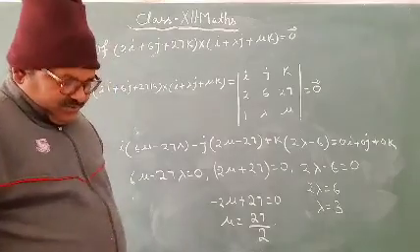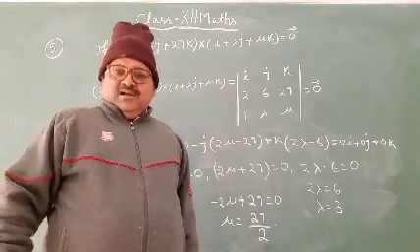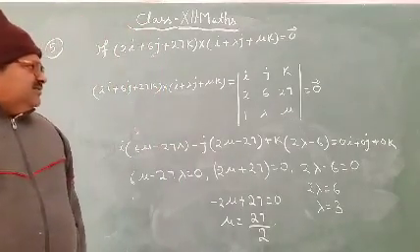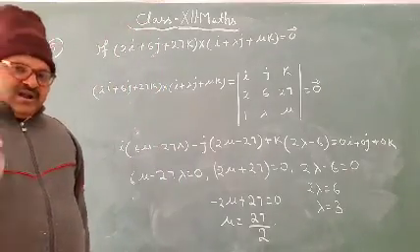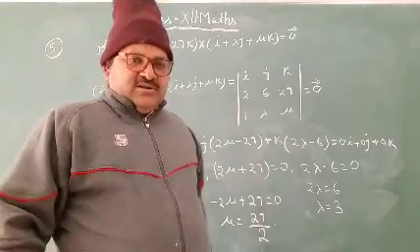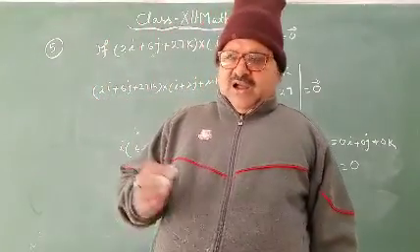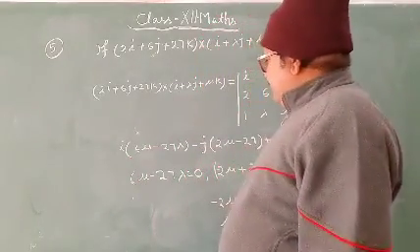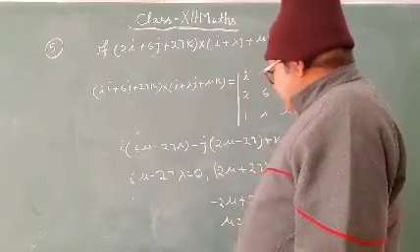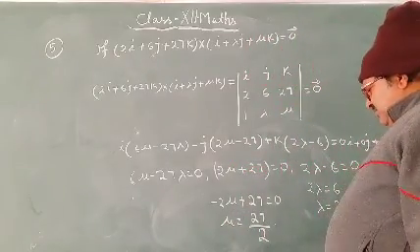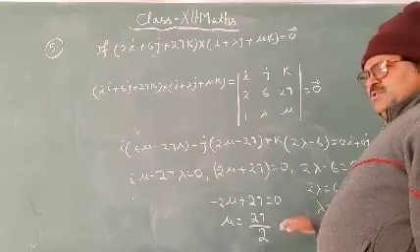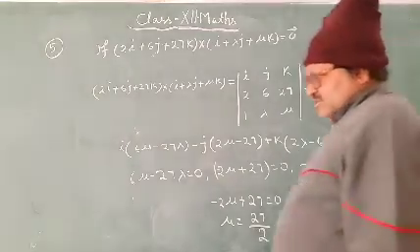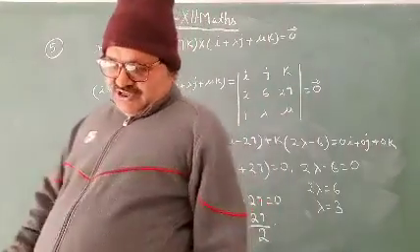So the values of mu and lambda are calculated here when the two vectors have a zero cross product. The value of mu is 27 by 2 and the value of lambda is 3. Clear? Next question.